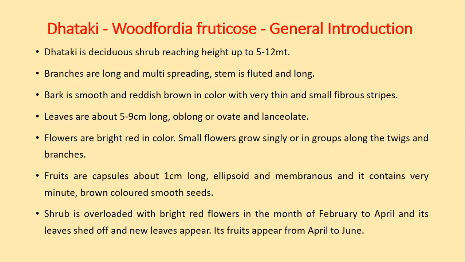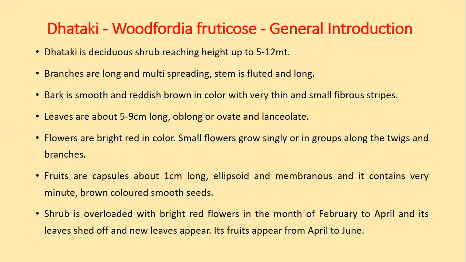Dhataki is a deciduous shrub reaching a height of up to 5 to 20 meters. Branches are long and multi-spreading. The stem is fluted and long. Bark is smooth and reddish-brown in color with very thin and small fibrous stripes. Leaves are about 5 to 9 centimeters long, oblong or ovate and lanceolate.